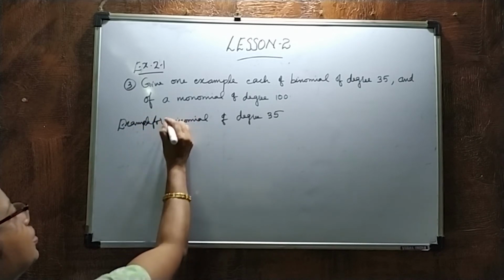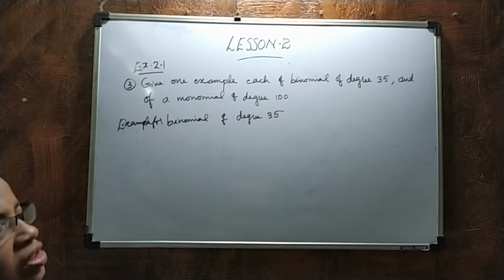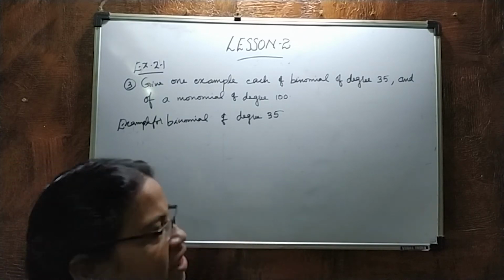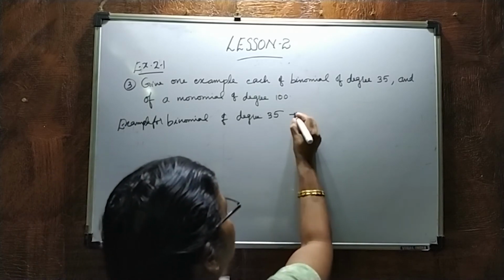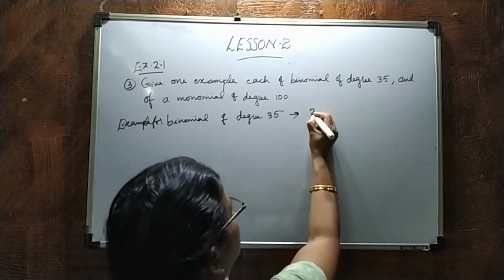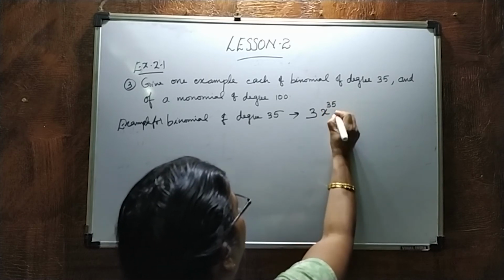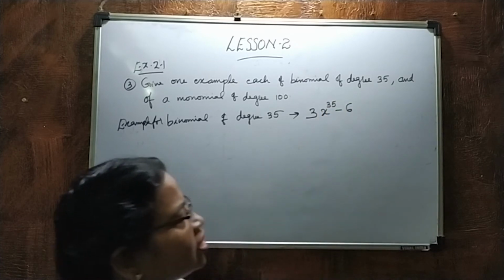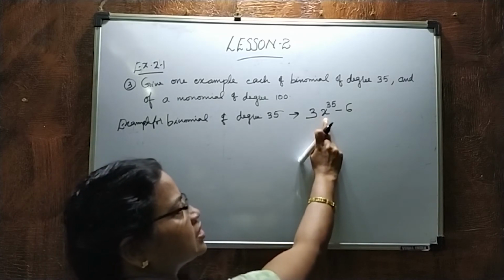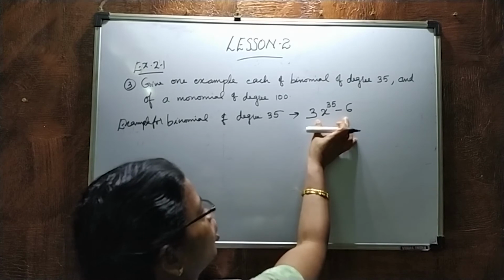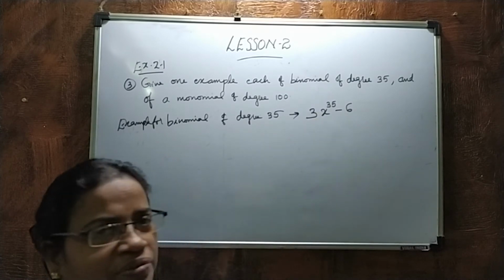Can you say what a degree is? Binomial means 2 terms should be there. And of degree 35 means you can write it as 3x raised to 35 minus 6. Now look, the variable is x and the exponent 35 is there.